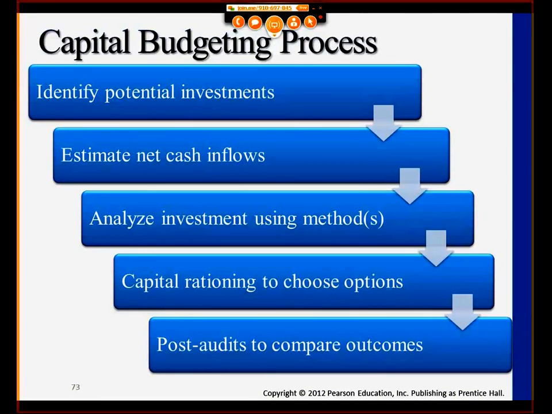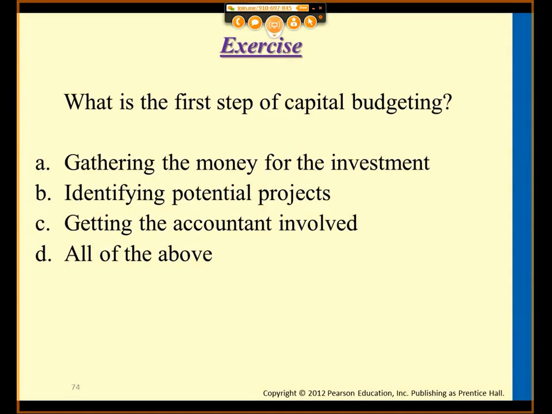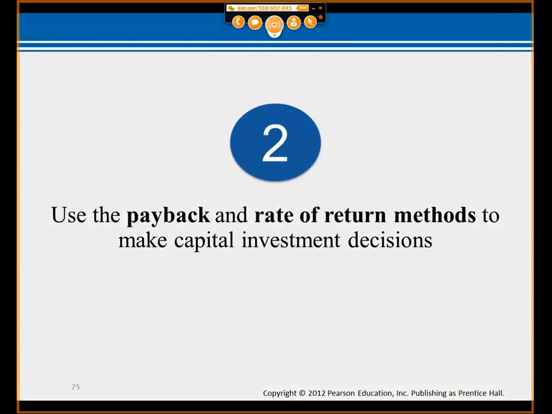That's right. First, like we said, identify potential investments. Then estimate net cash inflows, analyze investment using one of the methods or more, and capital rationing to choose options, and then post-audits to compare outcomes, right? So identify potential projects is number 1. It's not 12, just one question.